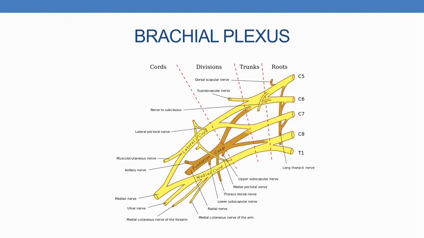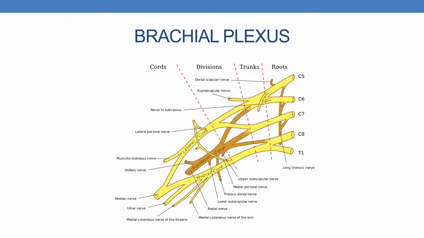So let's review this now. 5 nerve roots give us 3 trunks. There's a superior, a middle, and an inferior trunk. The trunks then each divide into anterior and posterior divisions. So 3 trunks give us 6 divisions. The posterior divisions of each of the 3 trunks all combine to give us the posterior cord. The anterior divisions of the superior and middle trunk combine to give us the lateral cord, and then finally the anterior division of the inferior trunk continues on as the medial cord.